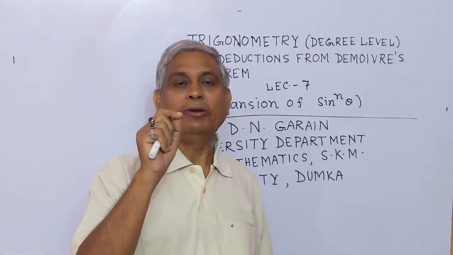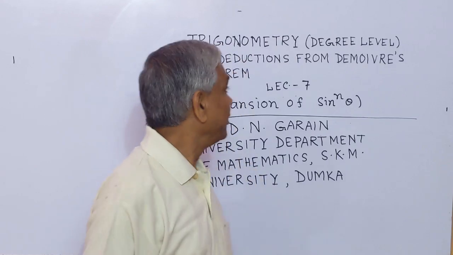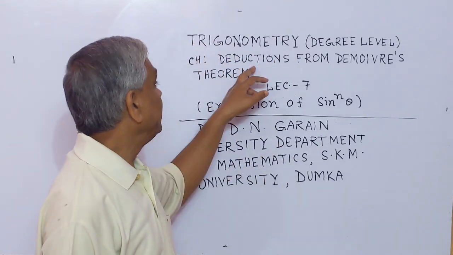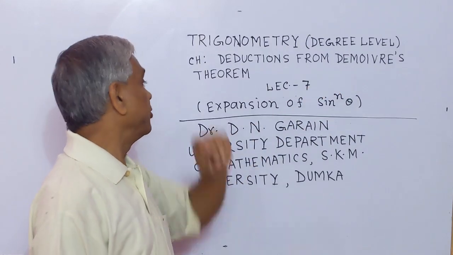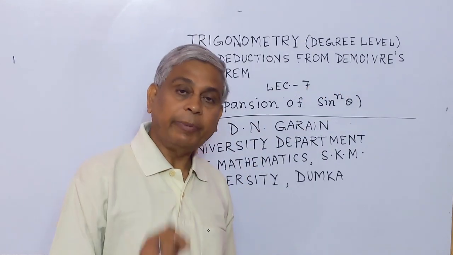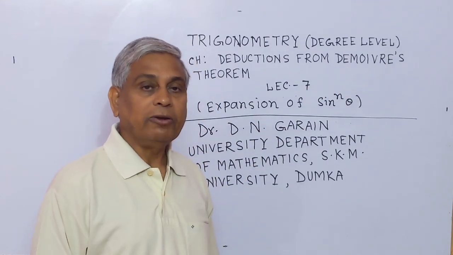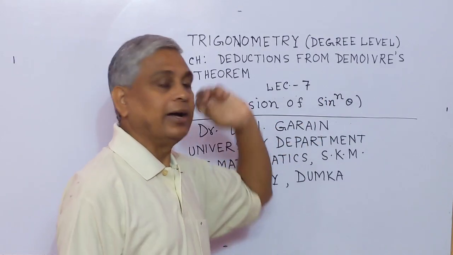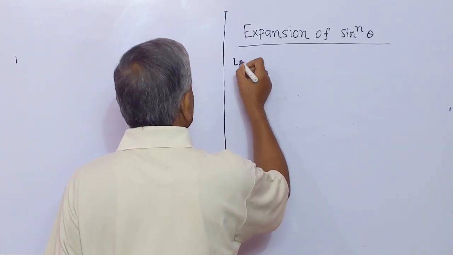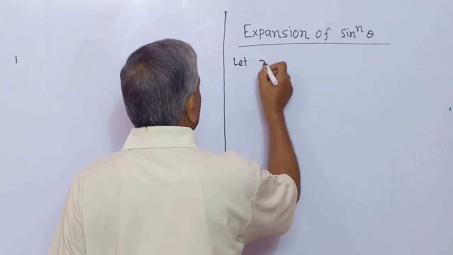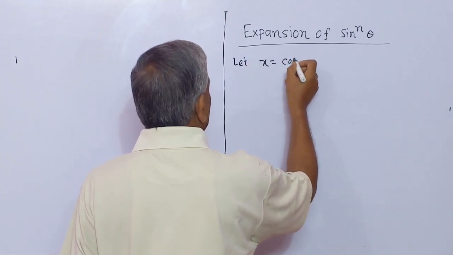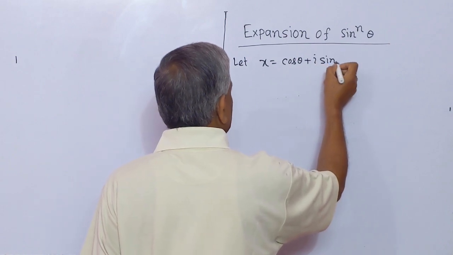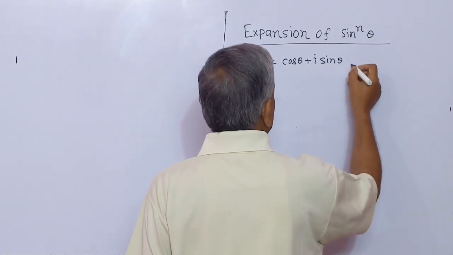Today, I will deliver a lecture on trigonometry, degree level, chapter Deductions from De Moivre's theorem, lecture number 7, in which I will expand sin to the power n theta. Let x equal to cos theta plus i sin theta. Let this be number 1.